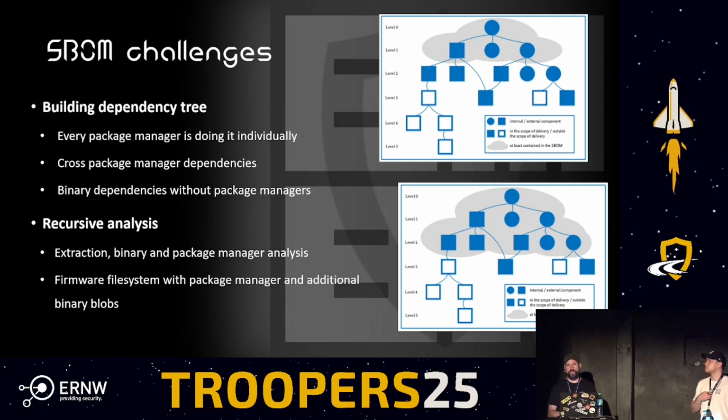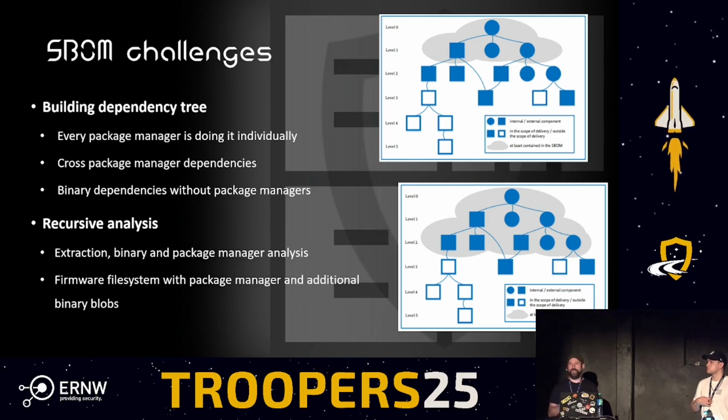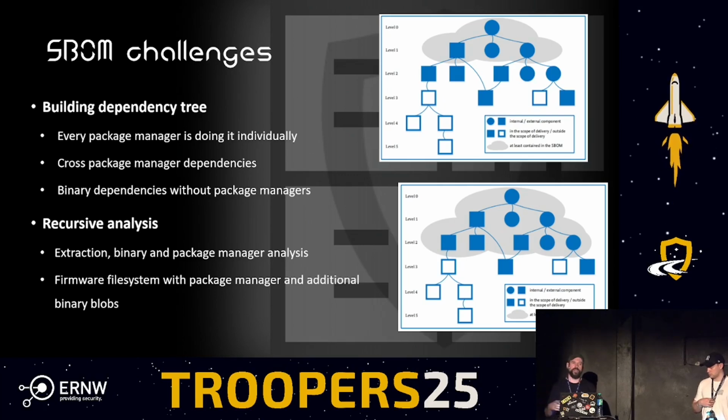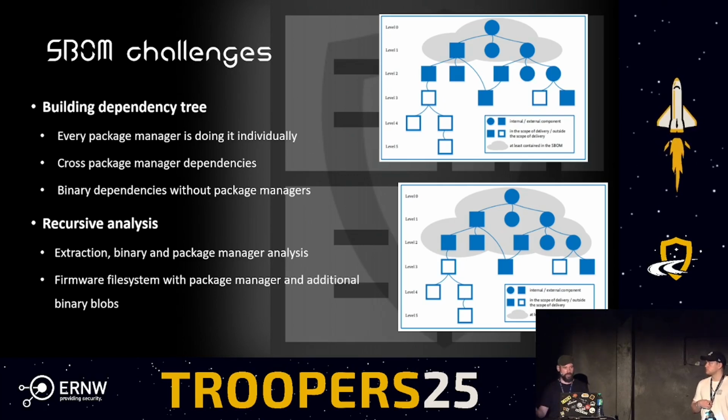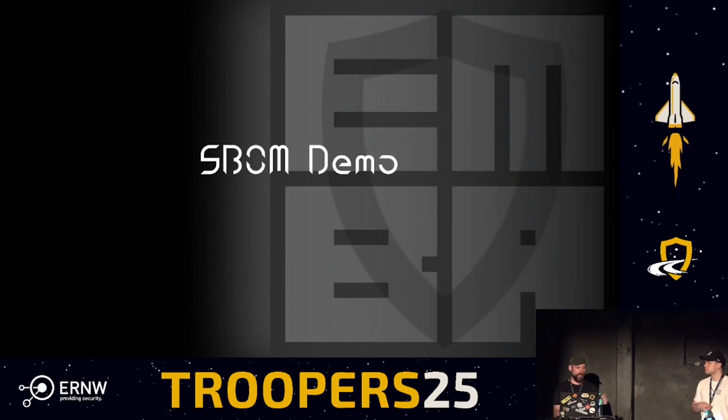So you need to have some extraction mechanisms, some very powerful extraction mechanisms. You need to analyze package manager areas as well as non-package manager areas. And then if there are some further binary blobs, you need to extract them again and look into them. Probably there are further binaries, probably there's another file system. So some recursive analysis is definitely needed. Now I will hand over to Benedikt again.